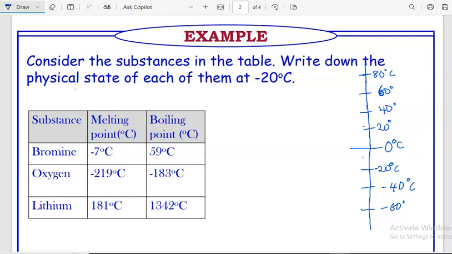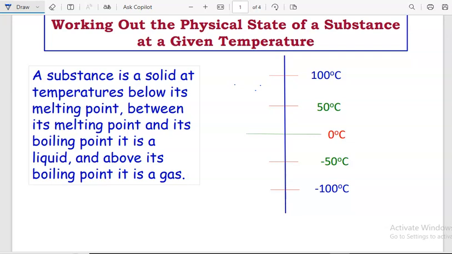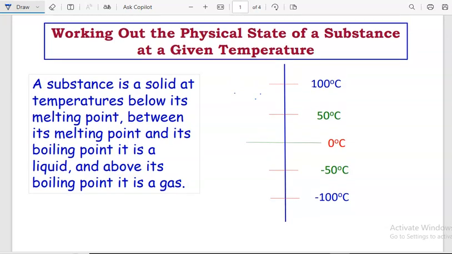Then let's take a look at this. I want us to know this before we dive into that question. A substance is a solid at temperatures below its melting point. For instance, ice melts at 0 degrees Celsius. We all know what ice means, solid water. So any temperature lower than 0 degrees, water will be a solid. So at a temperature of minus 50, minus 100, or in between, below 0 degrees Celsius, water is a solid.